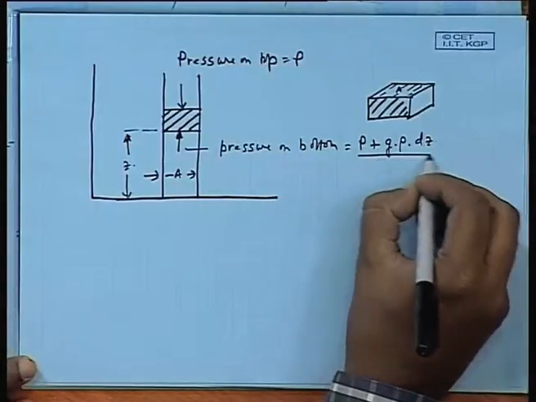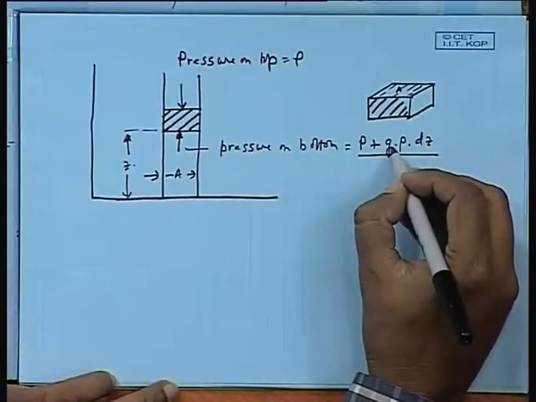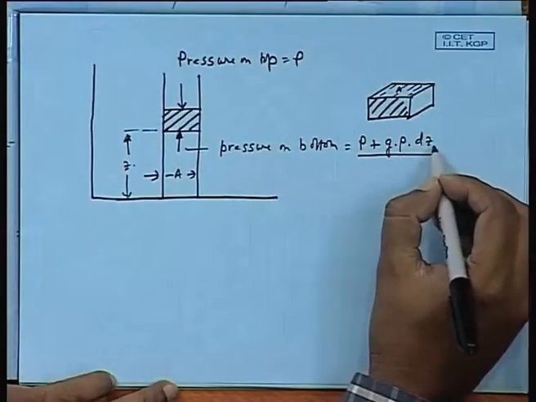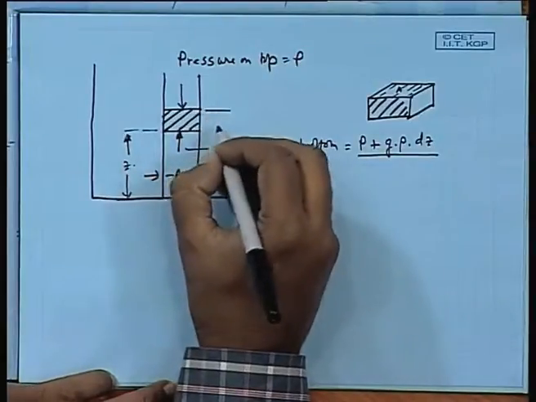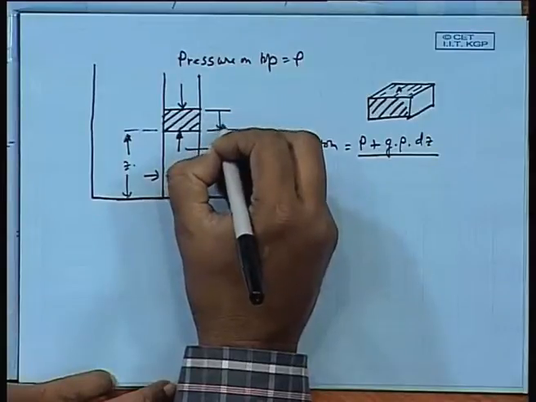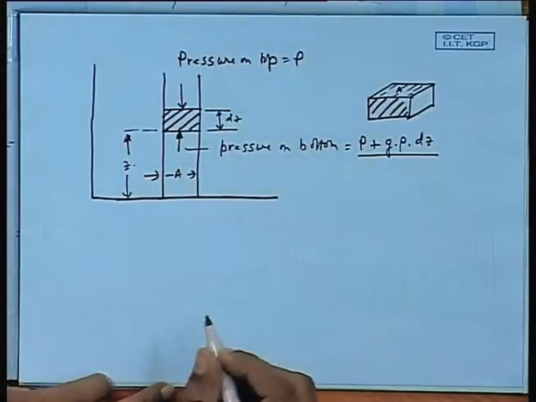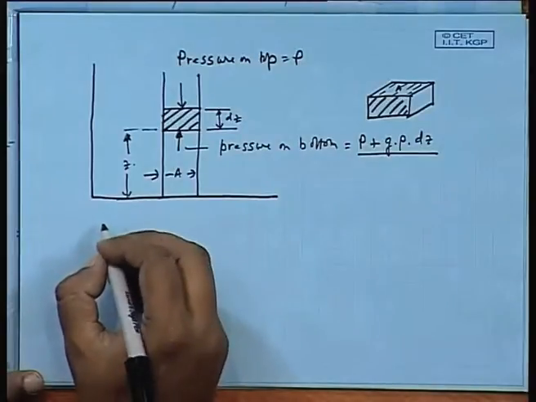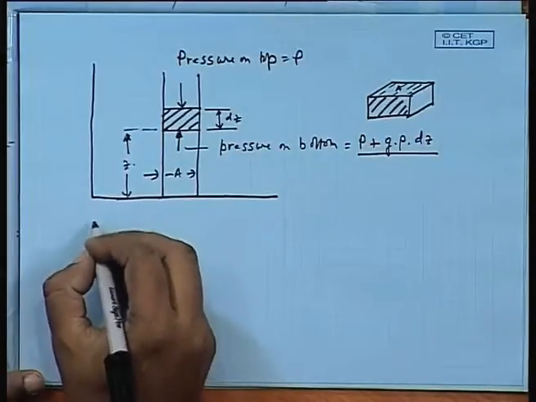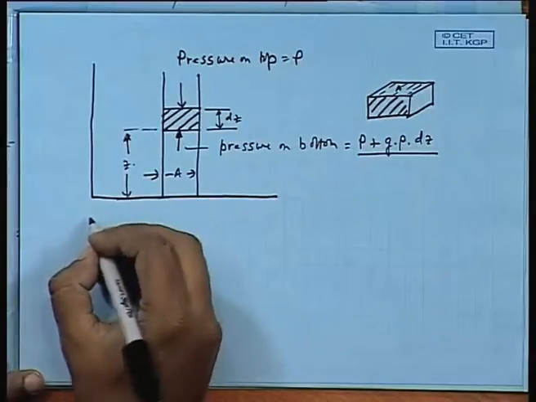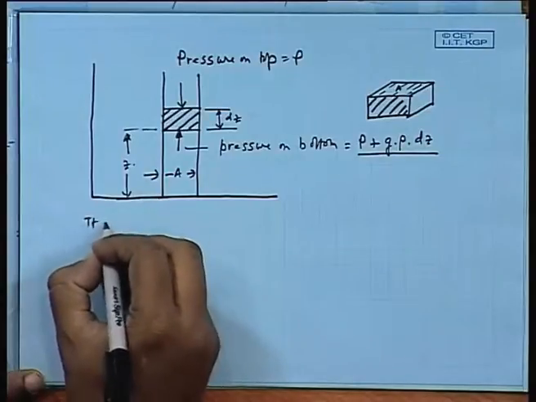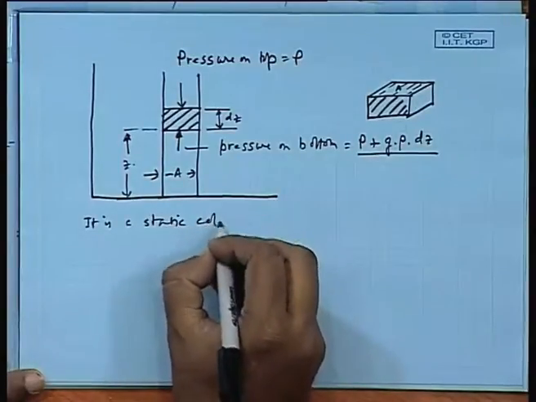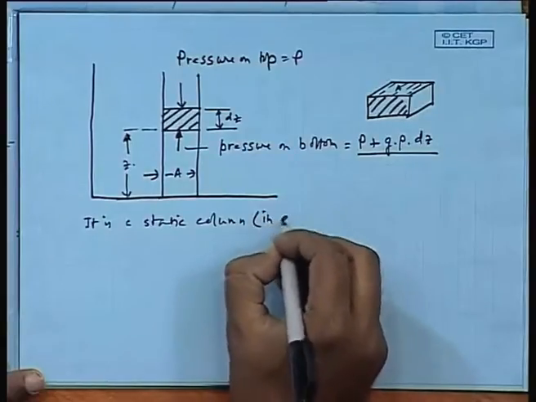Okay, so as you can see, G is the acceleration due to gravity, rho is the density, and dz is a particular part of the column. Here, as you can see, is a horizontal slice of air. It is a static column that is in equilibrium.